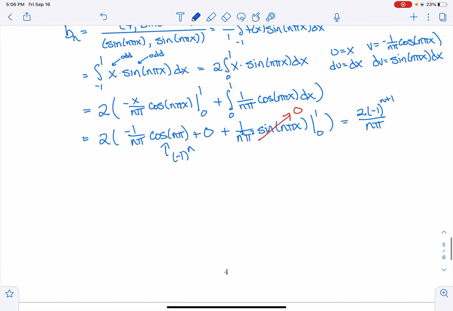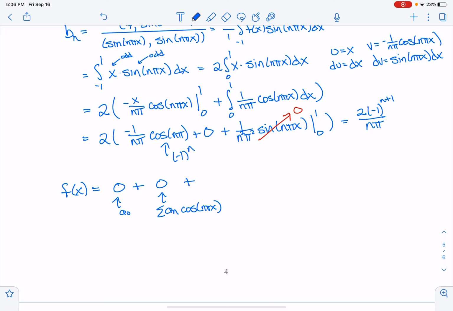So what is my function f of x, represented as a Fourier series? Well, the a0 term is 0. And the a sub n terms are also 0. So these are the sum of a sub n cosine of n pi x. Those turned out to be 0 as well. And then finally, I'm going to write the sum from n equals 1 to infinity of my b sub n's, which are 2 times -1 to the n plus 1 over n pi sine of n pi x.